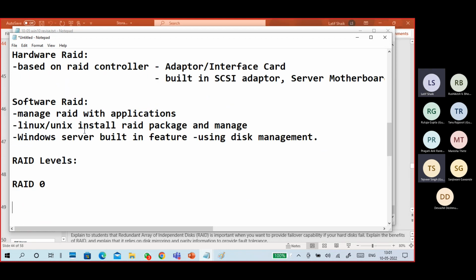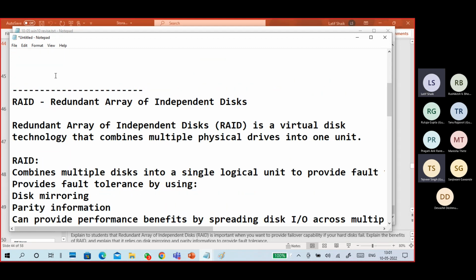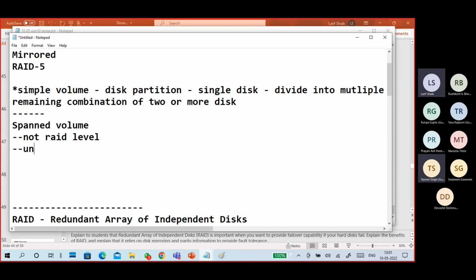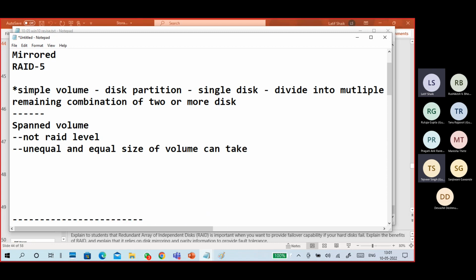So striped volume, I think I have to write about a spanned volume first, not the RAID level. A spanned volume can take unequal and equal sizes of volumes: 1 terabyte, 500 GB; 1 terabyte, 2 terabyte; 2 terabyte, 100 GB. We can also take it. Equal and unequal sizes of volumes you can take for combining.